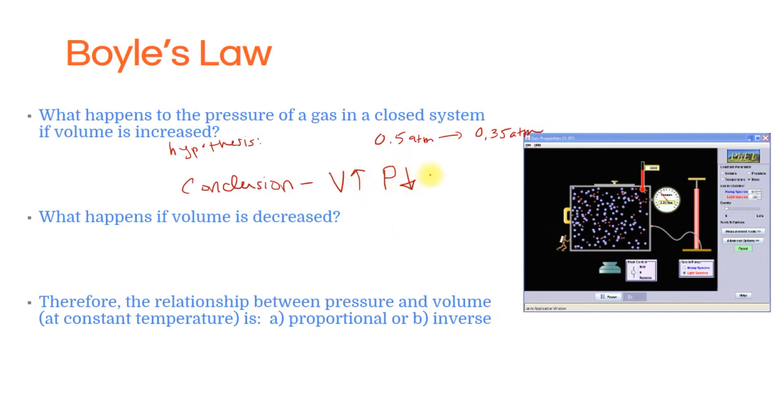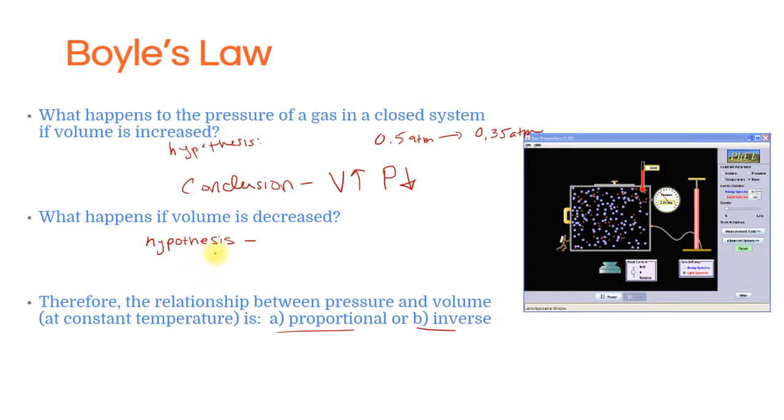So are these inversely proportional or directly proportional? I want you to tell me, proportional or inverse. Circle which one you think it is. All right, so again, hypothesis here. By the way, feel free to pause the video if you need to write stuff down. What's going to happen if I decrease the volume? If I make the box smaller right now, if I squish things, what happens to the pressure?